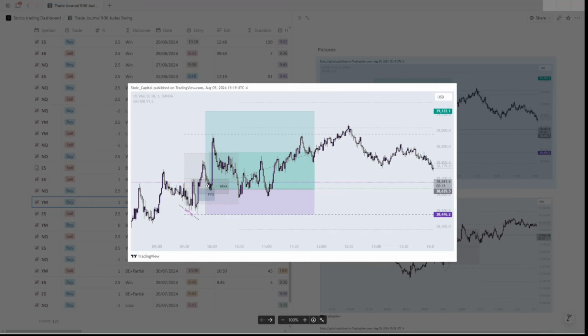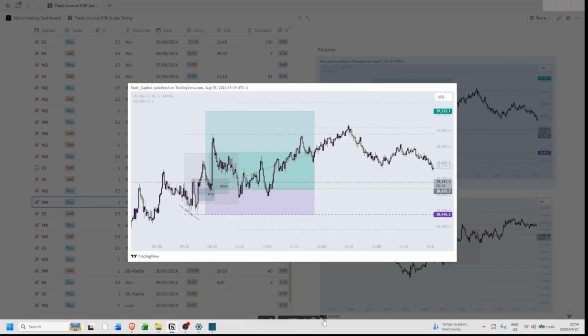waited for pullback, took our entry right here, stop loss below the candle before the FVG, we targeted 1 to 3R. Price shot up to 2R. We took 50% partials here. And price retraced back to our entry. So this was a break-even and partial trade. We've made 1R total on it.